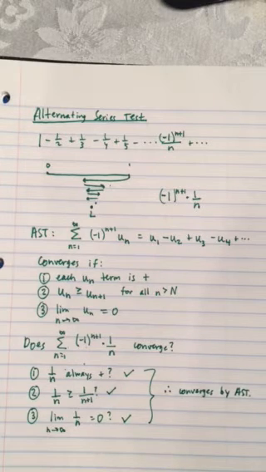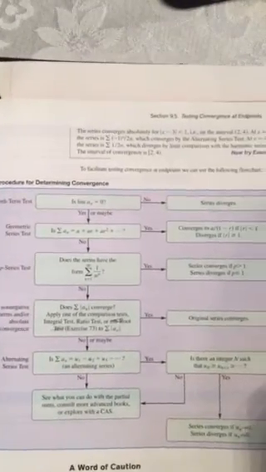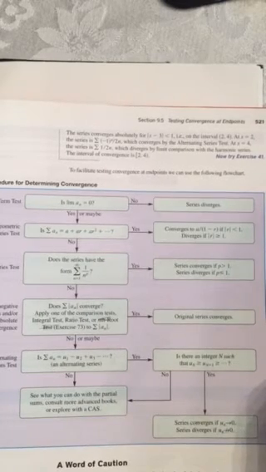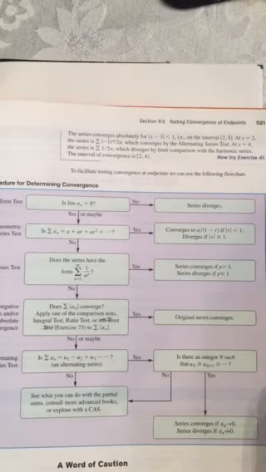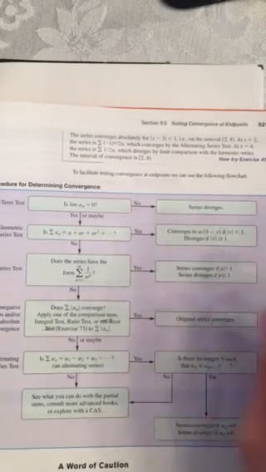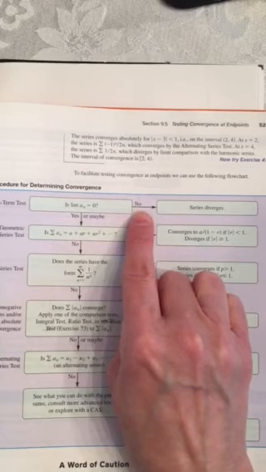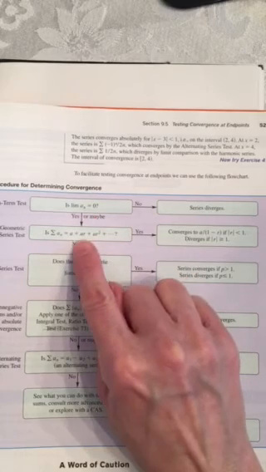Your book also puts together a handy little flow chart for trying to decide how to figure out if something converges or diverges, a different way of looking at all those tests that we've been doing. If you check out your book, on page 521, there's a flow chart that says, all right, what should you try first, second, third? Start with the nth term test, especially if you suspect something diverges. If the limit is not equal to 0, you know the series diverges and you're done. If it's equal to 0, it's inconclusive, so go on to something else.